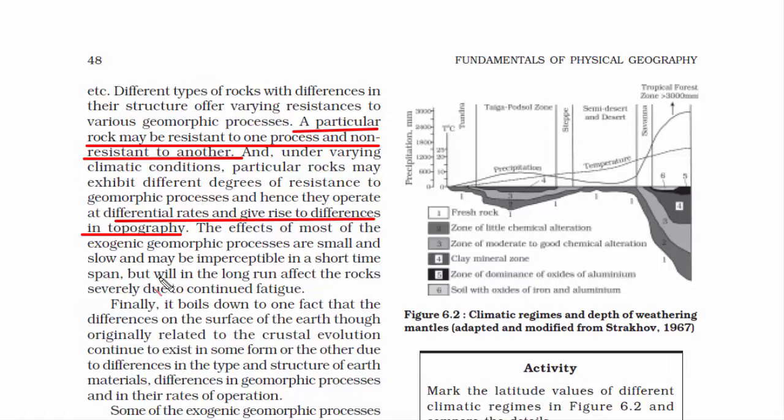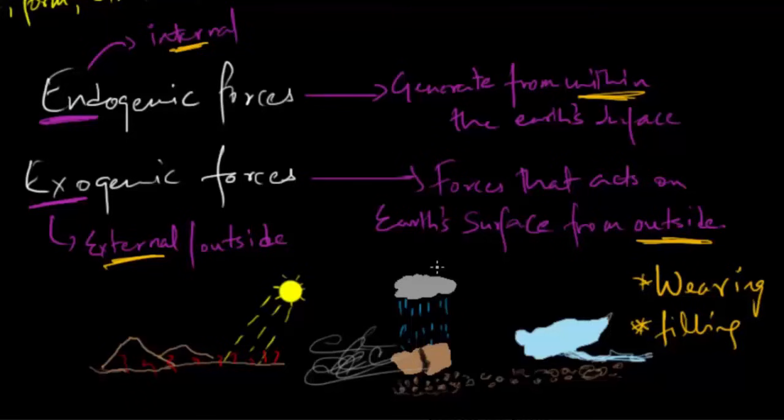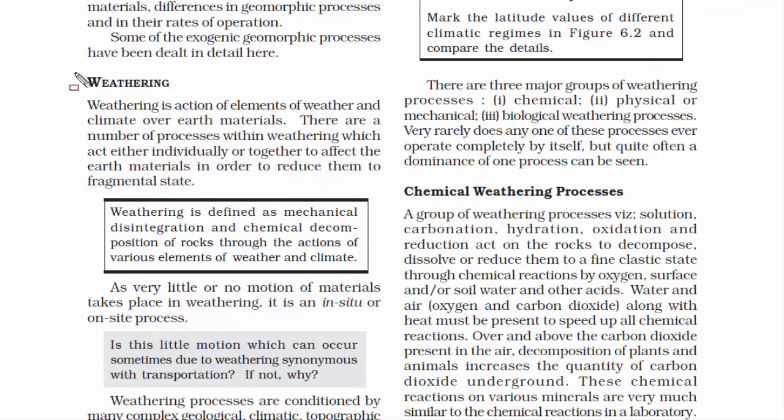It does not happen in a fortnight. That's why the process is unnoticeable. If you can recollect, I have told you previously that endogenic forces affect the Earth's crust from inside. Now we just read how the outside forces change the topography. This all comes down to one fact, that Earth goes through tremendous changes in some form or the other. Now we'll talk about weathering.